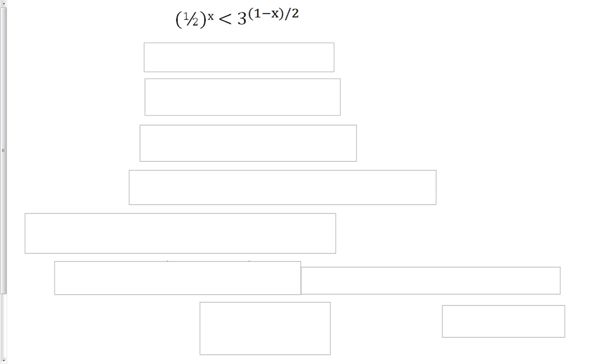Next example, we have (1/2)^x is less than (3^(1-x))/2. Now in your original problem, you see this written as the square root of 3^(1-x). Remember, the square root power is just the same as the 1/2 power, so I just took the entire power that they gave me and divided it by 2. So, going forward here, we have different bases. We have exponents and variables in the exponent.